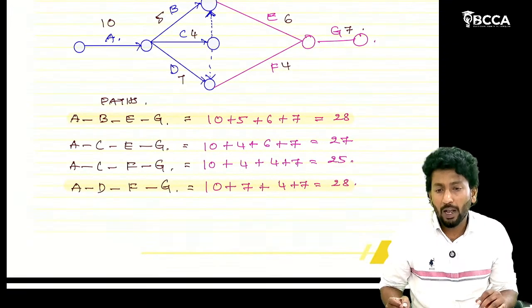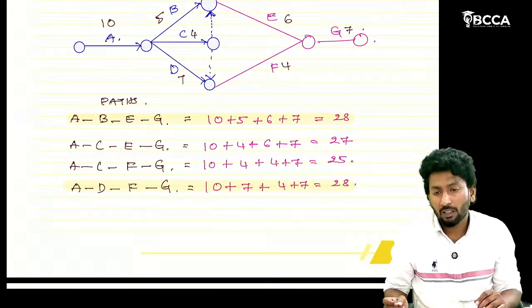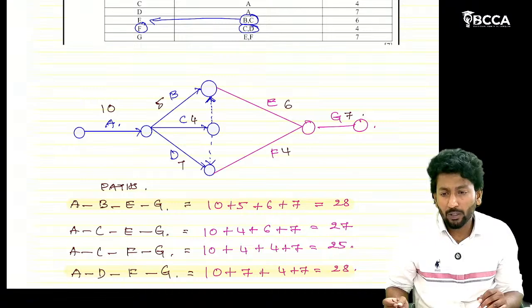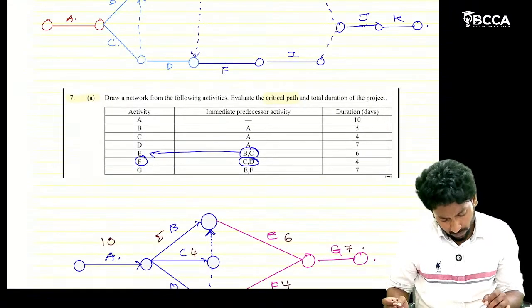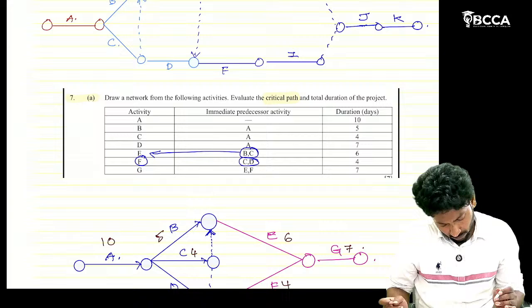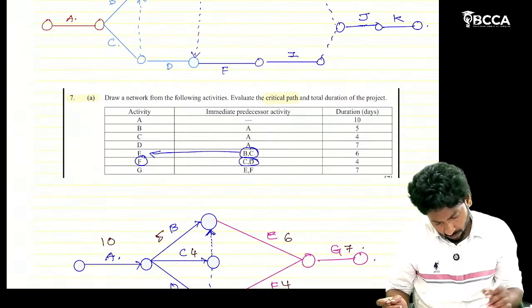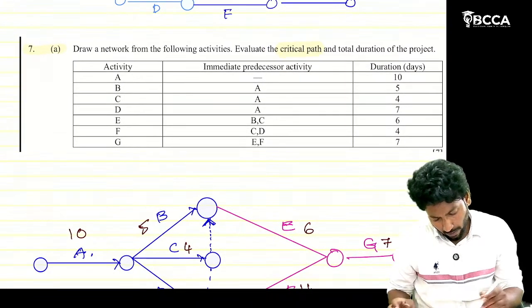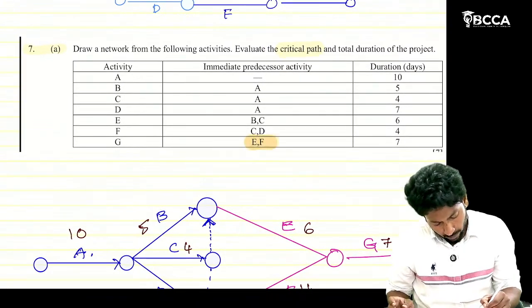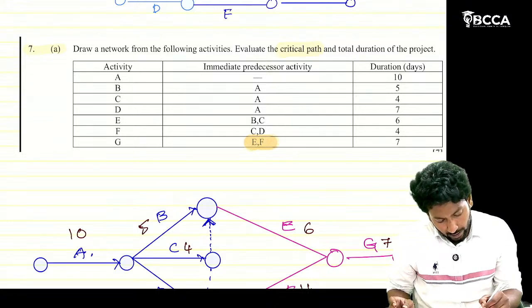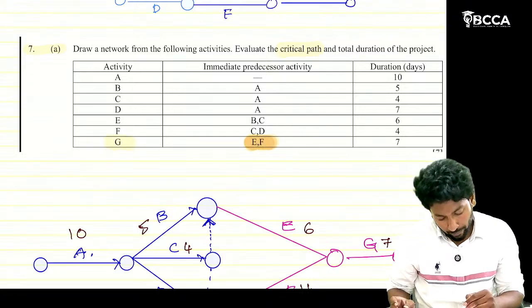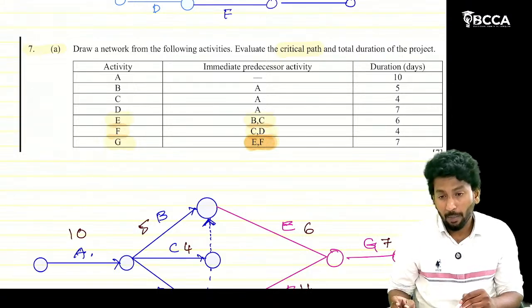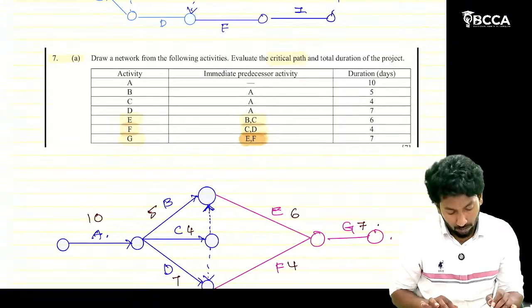E activity should end F activity. Why should it end F? See here, after ending E and F, we can start G, no? After ending B and C, we can start E. After ending C and D, we have F.